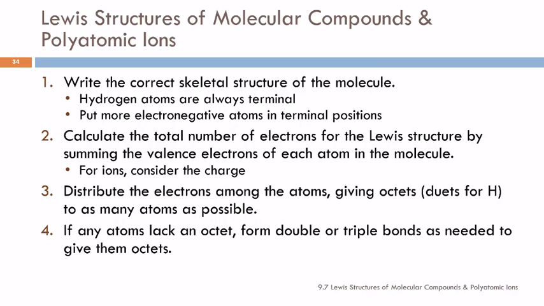Then you're going to distribute those electrons among the atoms, and you try to make everybody happy. So hydrogen wants 2 electrons, everybody else wants 8 for the most part, and you try to spread them around. Sometimes you can do it, and everything works out great. Other times you come up short. When you come up short, that means that people need to share some more, and so we're going to have double bonds or triple bonds. So those are the instructions.